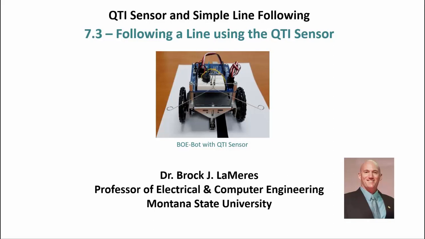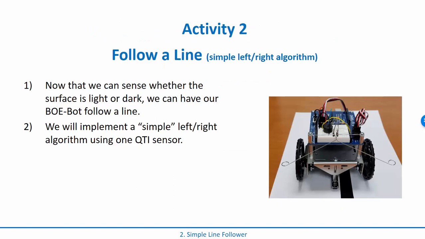So now we can detect a line on a surface. Okay, so this is great. So let's do this. Let's create a line following program that will allow our BowieBot to actually follow a line that's on the ground. Okay, and so we're going to do this with a single QTI sensor, so what you already have on there, and we're just going to do this simple left-right algorithm.